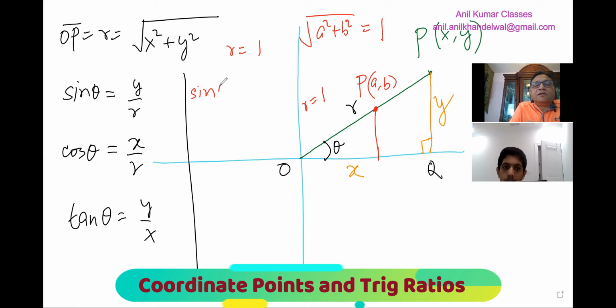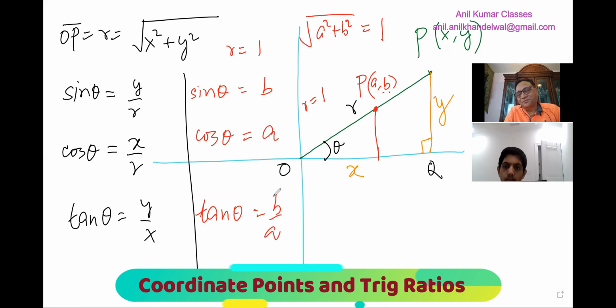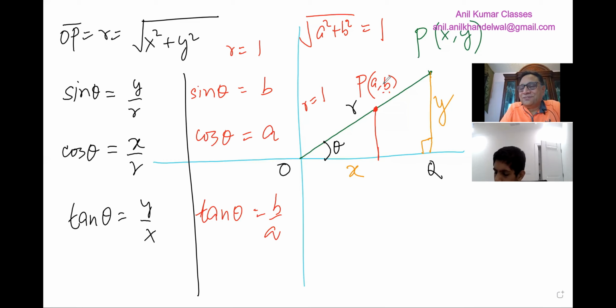Sine theta is the y value, B, right? Do you understand? And what is cos theta? The x value, A, right? And tan theta is the ratio of B over A. Is that clear to you? If R is 1, in that case, sine theta gives you directly the y coordinate value, right? That is what I'm trying to say.